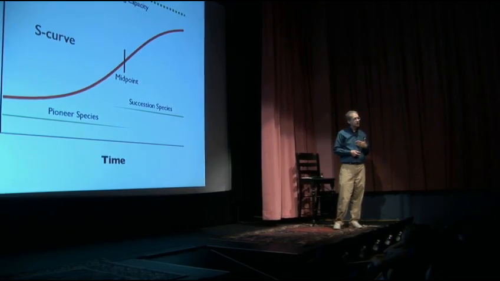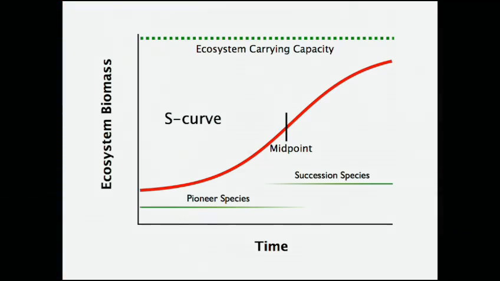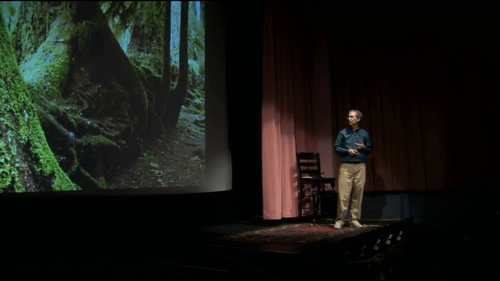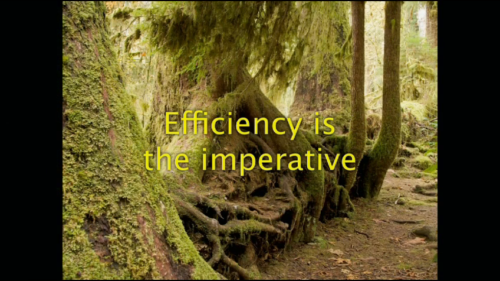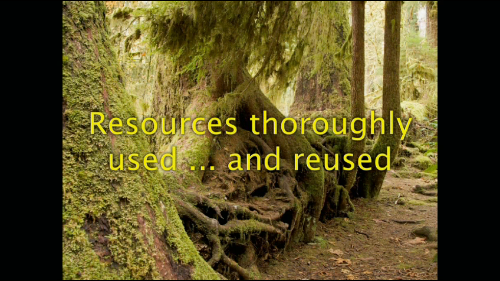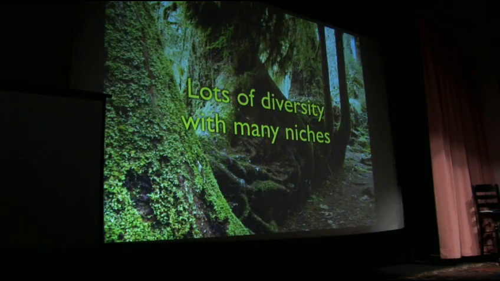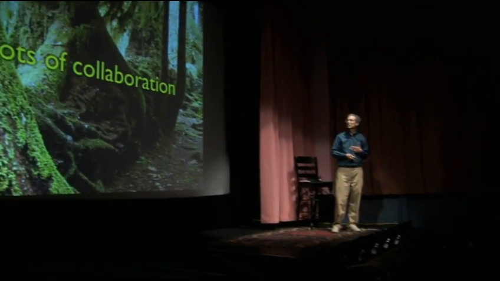But after that midpoint, what comes in are what are known as succession species. And these are very different than the pioneer species. A good example of a succession forest is old growth forest. This is out in the Hoh River rainforest out on the Olympic Peninsula. And here, efficiency is the imperative, not growth. The resources are very thoroughly used and reused and reused. There's lots of diversity with many, many niches. So all of these little tiny plants growing on the big plants is part of the way that this sort of system works. And there's lots of collaboration.